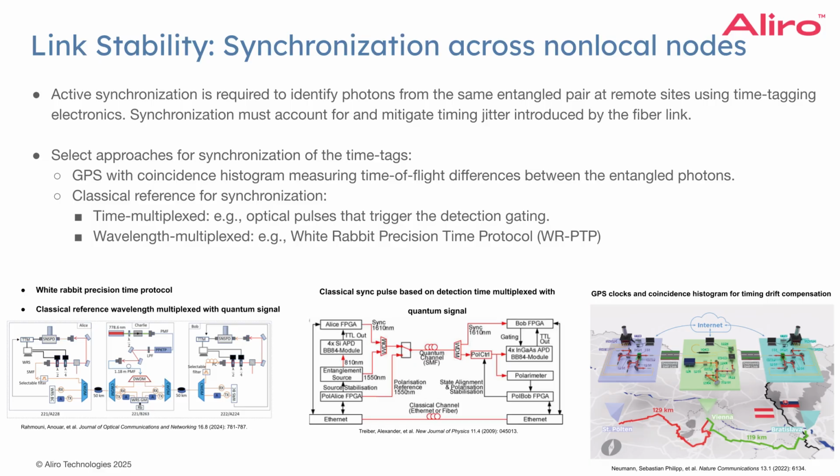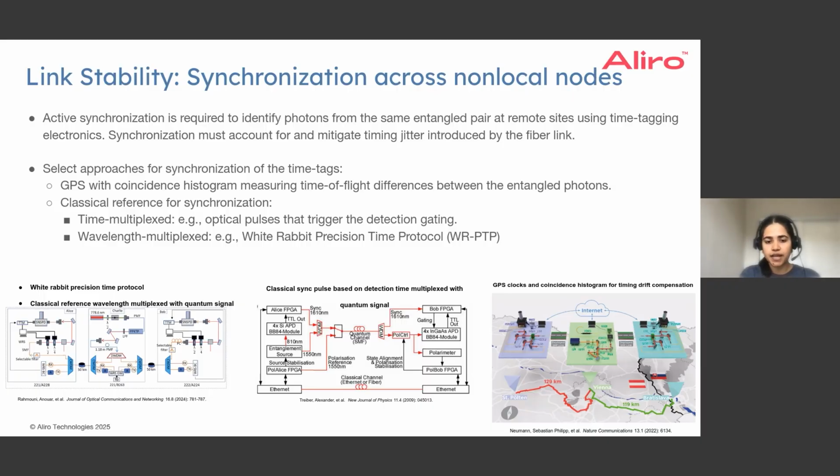Let's discuss, maybe first, timing synchronization, which is essential for identifying photons from the same entangled pair at the remote end nodes. These photons are generated or created at the same time. They travel through different lengths as they reach their end nodes, but it is expected that you should be observing coincidences at these two end nodes if there are strong timing correlations in these photons.